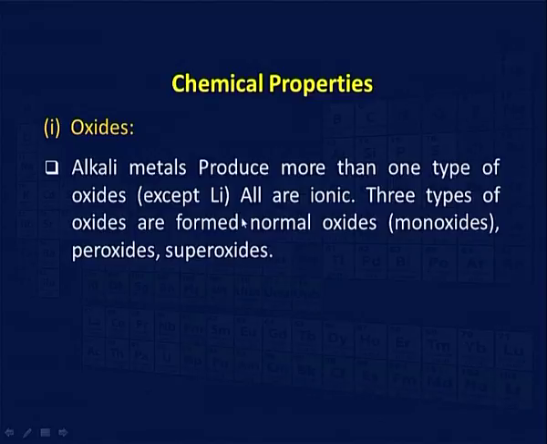Now, apart from this, these metals can also form peroxides and superoxides. In peroxide, we have O2 2- as the anion, and in superoxide we have the O2 negative ion. This is formed only by the higher elements, not by lithium, because lithium is too small. Alkali metals produce one type of oxide except lithium; all are ionic. 3 types of oxides are formed: normal oxides, peroxides and superoxides, as I have already mentioned.